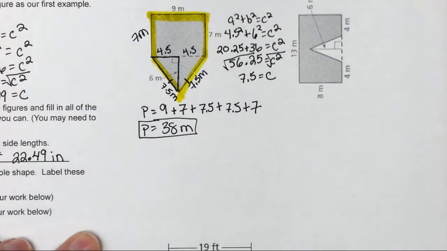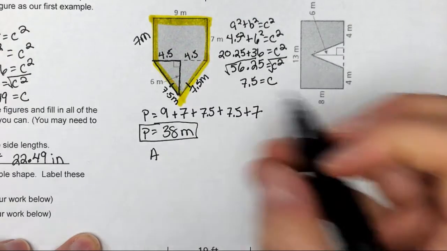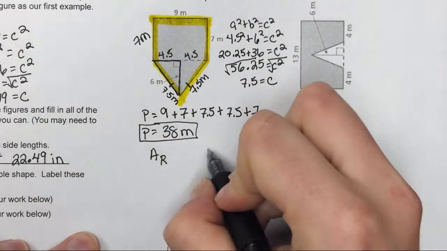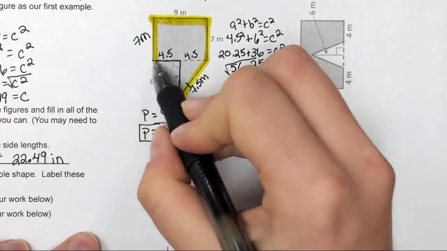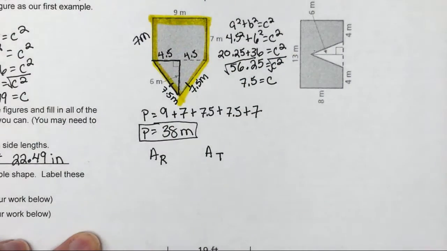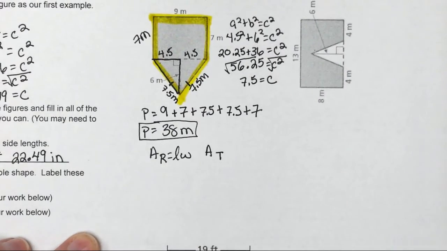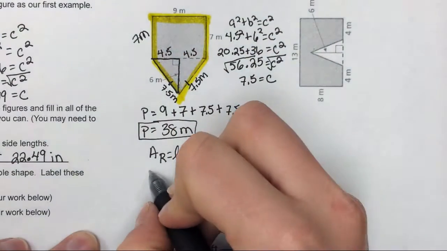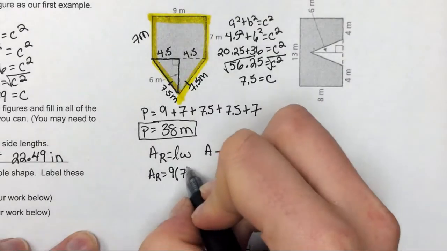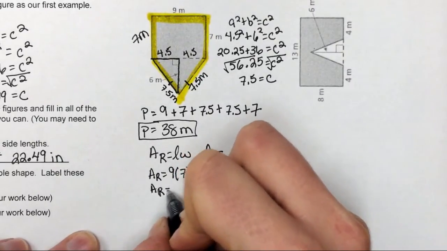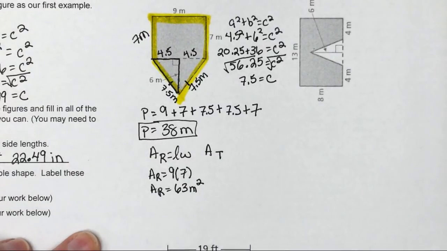To find the area, again, we find the area of each piece separately, and then in this case, we're going to add them together. So we have a rectangle and a triangle. Rectangle here, triangle here. Okay, so area of a rectangle is length times width. We'll do that one first. So the length of my rectangle, we already stated, was 9. And the width is 7. So the area of the rectangle is 63 meters squared. And again, area is measured in square units.